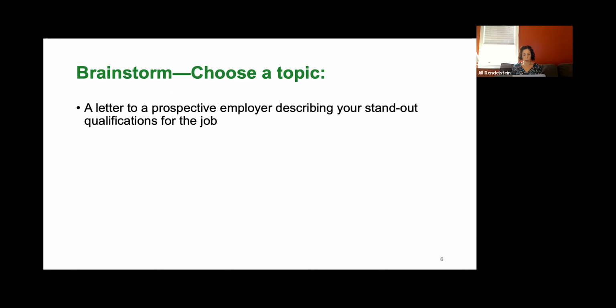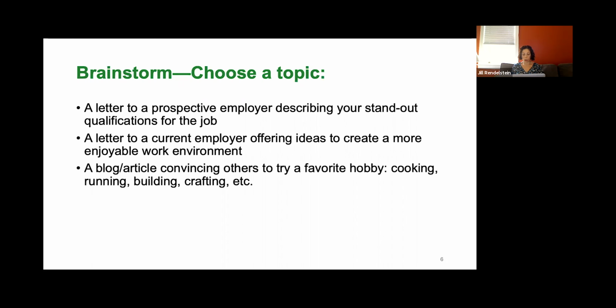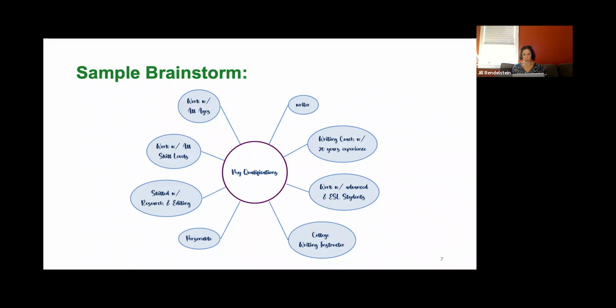So I'm going to take you through these topics, and then I will show you the picture of the brainstorm. Here's one: a letter to a prospective employer describing your standout qualifications for the job. So you don't need to write, you can write dear somebody, whatever you want, and start in any way you want. But this is, again, we're going to start with a brainstorm, so we don't have to worry about that part yet. Okay, the second one is a letter to a current employer offering ideas to create a more enjoyable work environment. And a blog or article convincing others to try a favorite hobby: cooking, running, building, crafting, or choose your own topic.